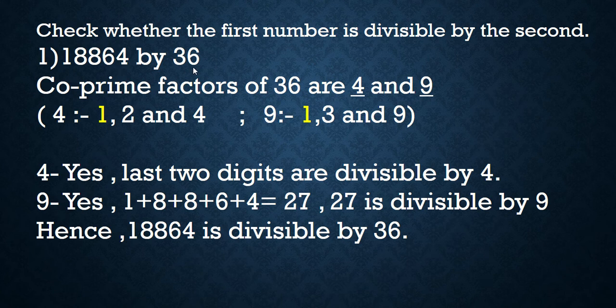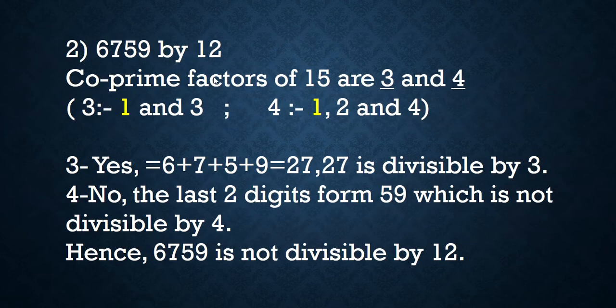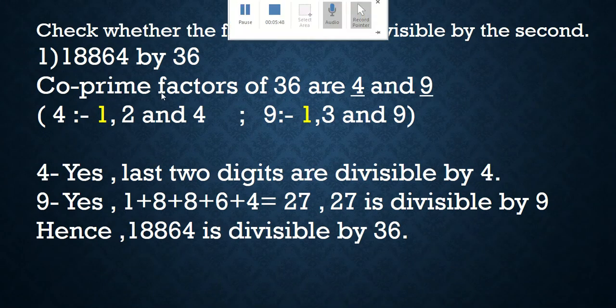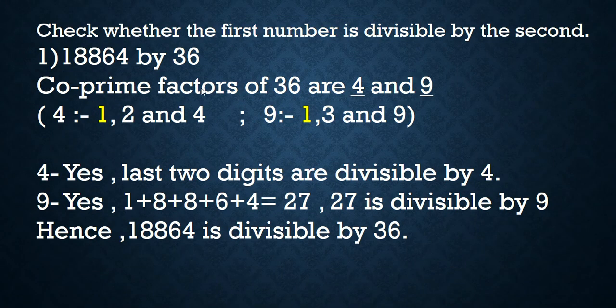Now if a large number is given to you, what you have to do is write the co-prime factors of the given number. That is, the co-prime factors of 36 are 4 and 9. 4 nines are 36 and 9 fours are 36.